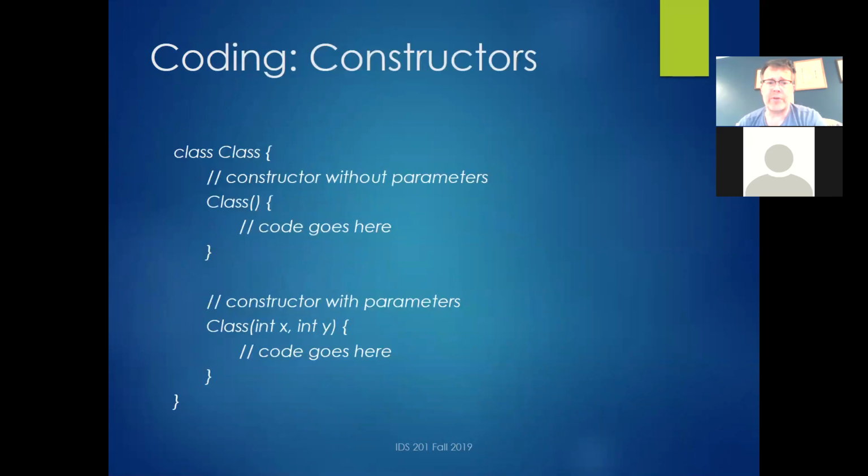Okay, so coding with constructors. Here, this first one, we have a constructor without parameters. It doesn't take any parameters. Code goes there. We can also have within the same class a constructor that does take some parameters. So this one takes a couple numbers. And then depending on which constructor method I call, the execution flow would either go to the first one or the second one.